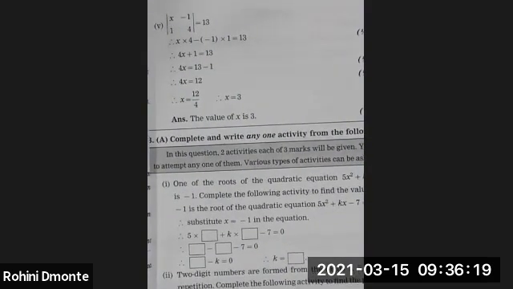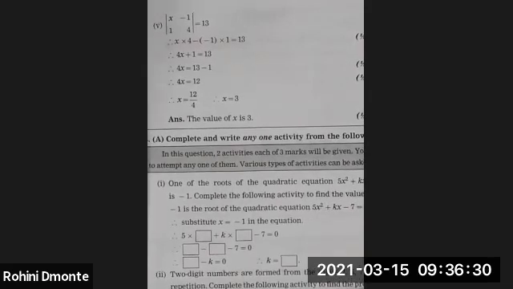Now let us move to question number 3. Question number 3 is: complete and write any one activity from the following. See, look here, 2 activities. In this question number 3A, 2 activities, each of 3 marks, will be given, and you have to attempt only one of them. How many activities will be given? 2 activities will be given, each of 3 marks, and you have to attempt only one. Now let us see.